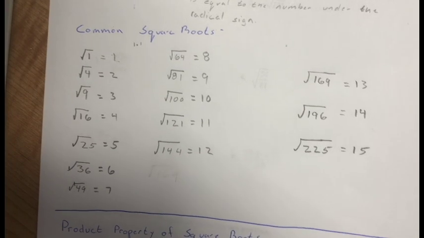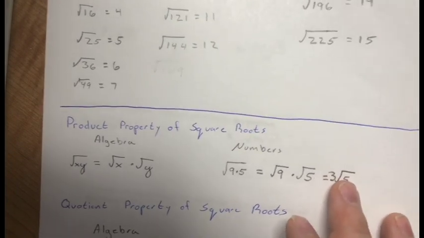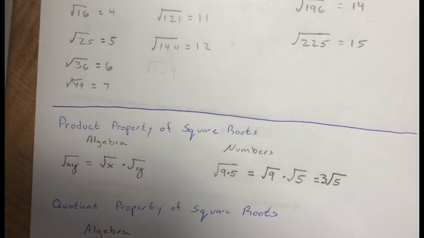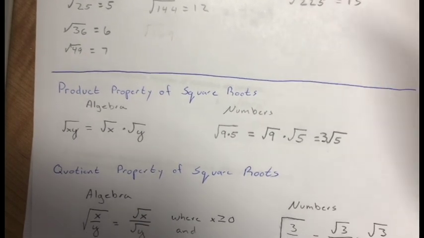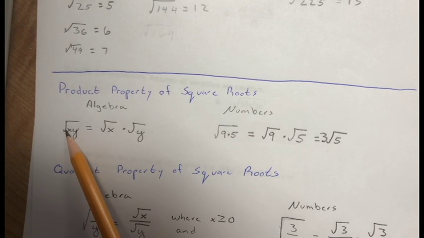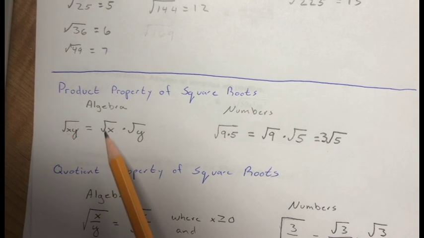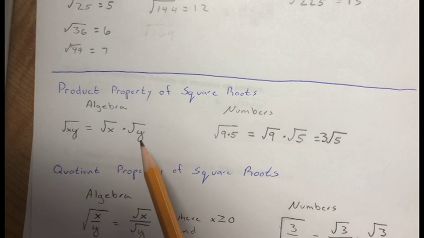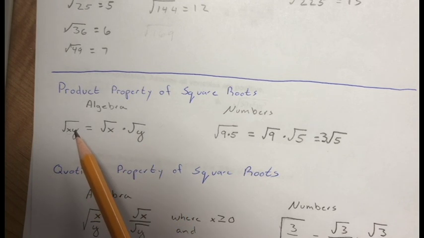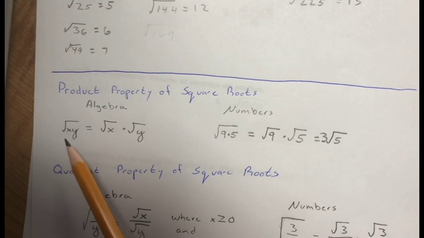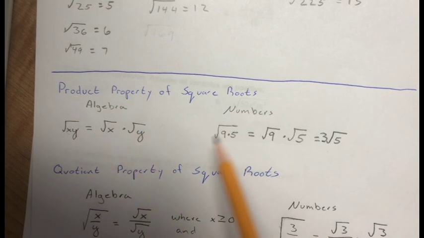Now, with that being said, let's get on to the big meat of this section, and it's called the product property of square roots. I'm giving you two different examples. Algebraically, the square root of x times y we can rewrite as the square root of x times the square root of y. We are basically breaking up these pieces under the radical sign into two different places.